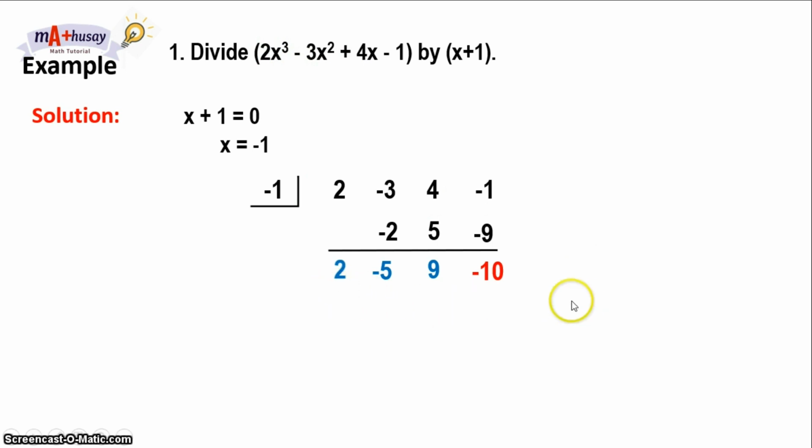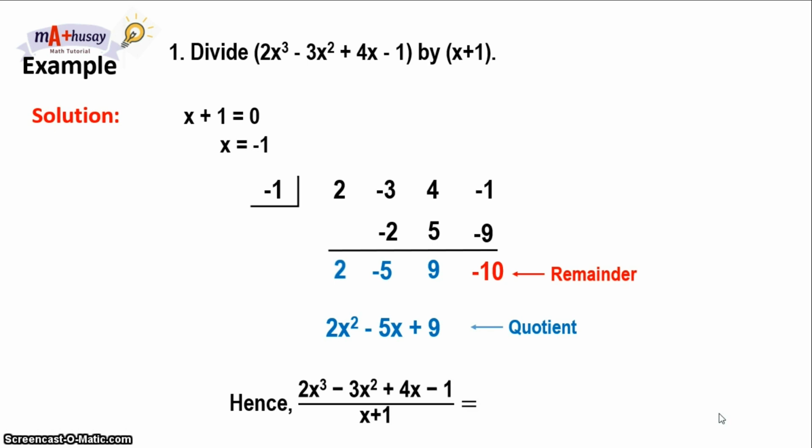So in this case, we will now write our Q of x using these numerical coefficients. So the quotient is 2x squared minus 5x plus 9. So this is your quotient, and again, the -10 is the remainder. Now, we were able to solve it faster compared to using long division. Hence, 2x cubed minus 3x squared plus 4x minus 1 when divided by x plus 1 is just the same as 2x squared minus 5x plus 9 minus 10 over x plus 1.